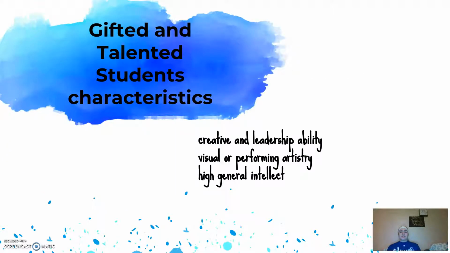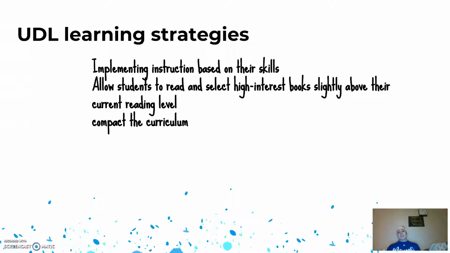And then there's gifted and talented students. These are their characteristics. They are creative and they have leadership ability, visual or performing arts, high general intellect, and the UDL learning strategies for this are implementing instructions based on their skills. So since they are mostly higher up than their other peers, you don't really want to dumb things down, but you don't really want to go below what they are achieving at. So you can also allow students to read and select high interest books slightly above their current reading level, just to go out and above what they're normally used to.